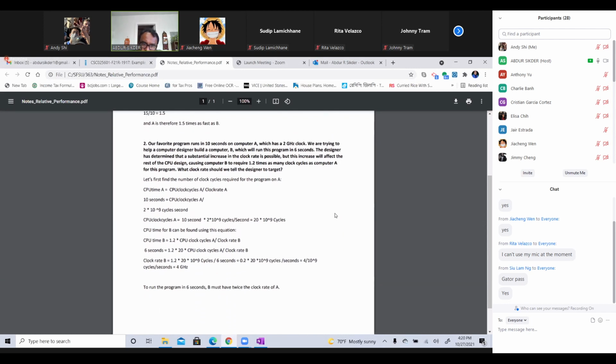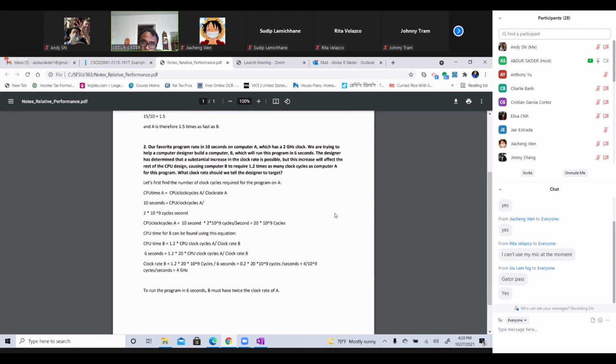And then another example here. Our program runs in 10 seconds on computer A, which has a 2 gigahertz clock. We're trying to help a computer designer build a computer B, which will run this program in 6 seconds. The designer has determined that a substantial increase in the clock rate is possible, but this increase will affect the rest of the CPU design, causing computer B to require 1.2 times as many clock cycles as computer A for this program. What clock rate should we tell the designer to target?